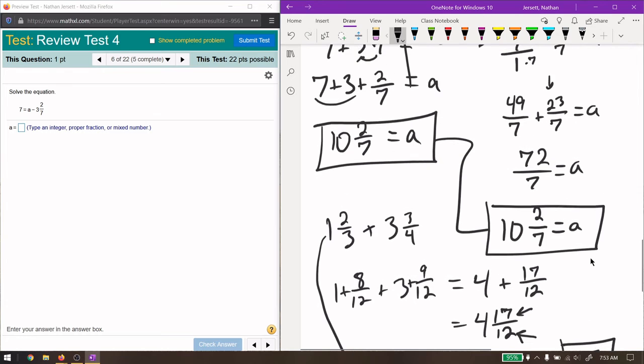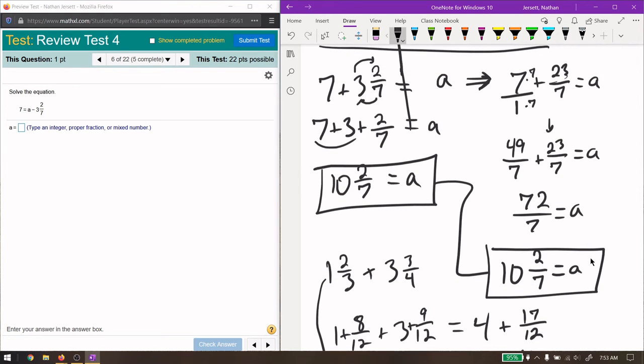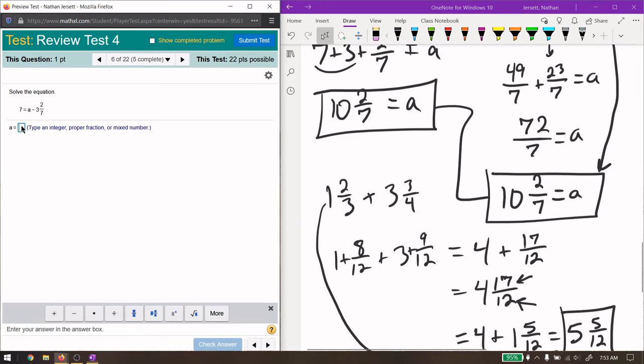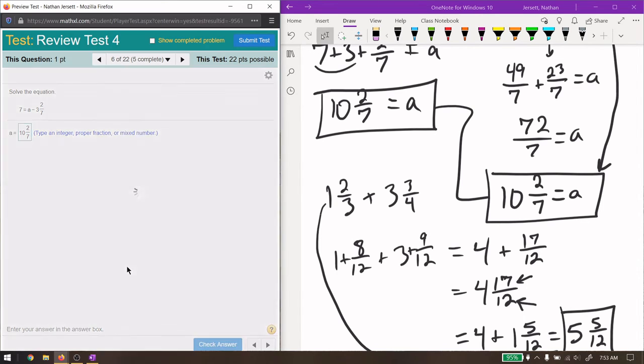If you go the improper fraction route, you don't have to worry about any of that until the very end. But when you do the other way, you have to do it mid process. If it makes sense to you, then go for it. But if not, I recommend you use the improper fraction. 10 and 2/7. That's correct.